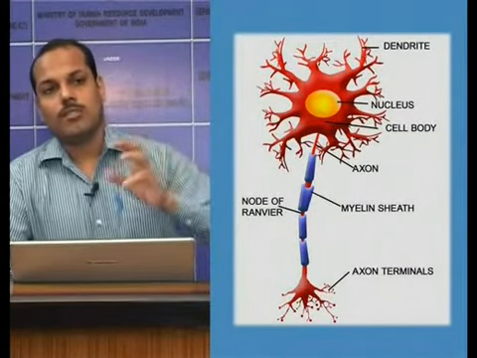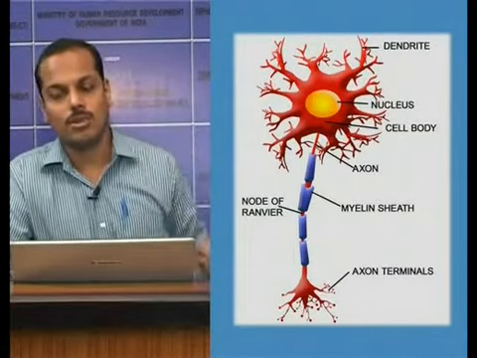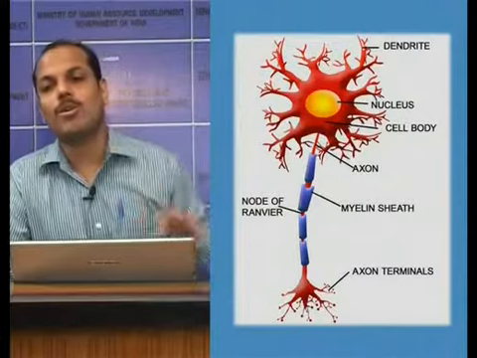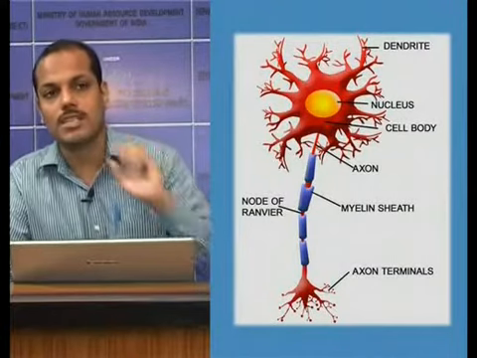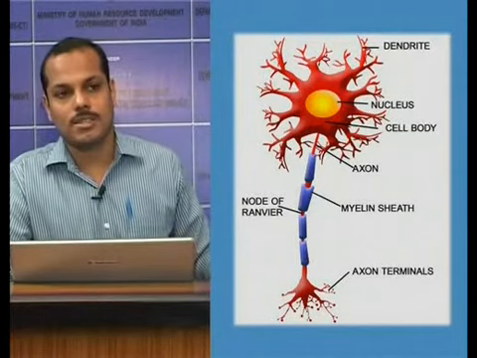So the first structure in the cell is the nucleus. The nucleus is seen at the central region. There will be only one nucleus, seen at the central region, and there is no centrosome present.